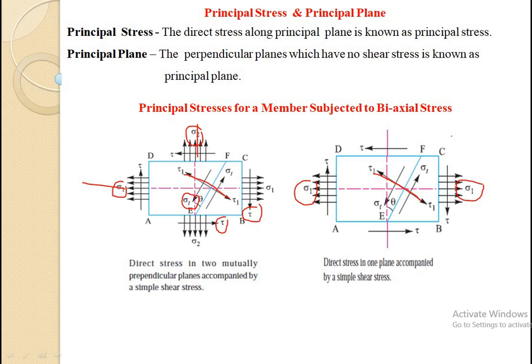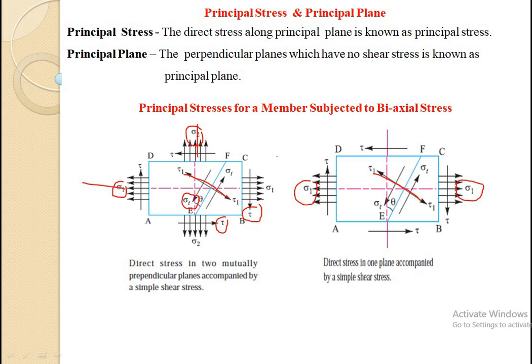Once again, try to understand the concept of principal stress and principal plane. When we consider a simple object as shown in the diagram, in this case there are two normal stresses, sigma 1 and sigma 2, acting on these perpendicular planes. Two direct stresses, sigma 1 and sigma 2, are acting.